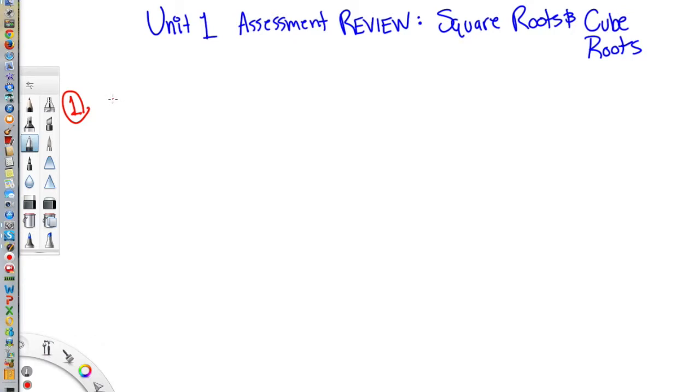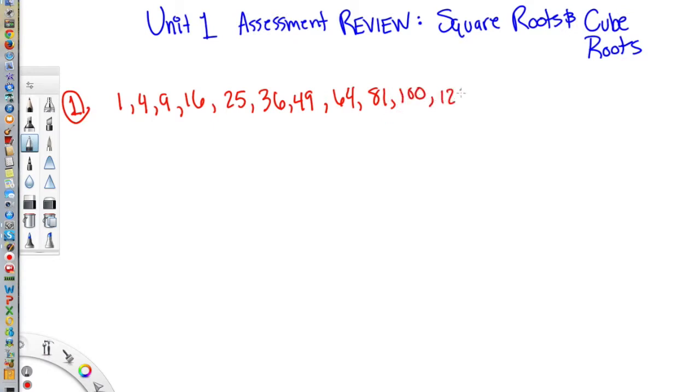Number one says list the first 15 perfect squares, which are 1, 4, 9, 16, 25, 36, 49, 64, 81, 100, 121, 144, 169, 196, and finally 225. And you might say, how can you memorize those perfect squares in order like that?